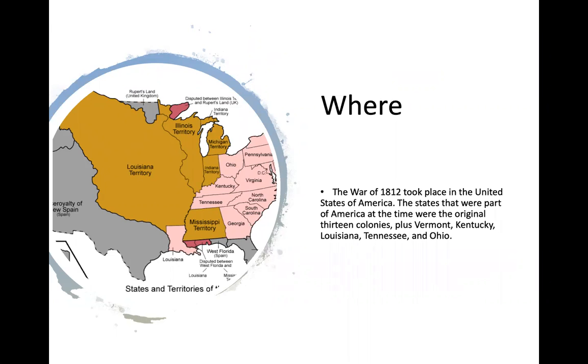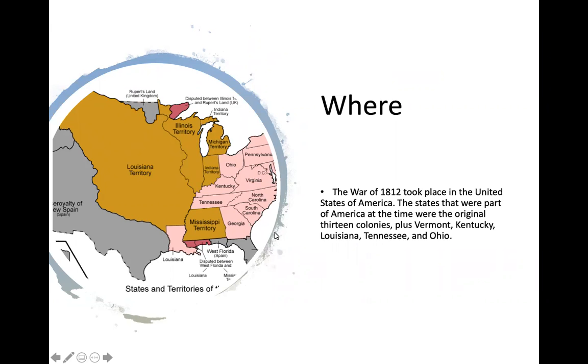They also had plenty of territories at this time, like the Mississippi Territory, the Louisiana Territory, the Illinois Territory, the Indiana Territory, and the Michigan Territory. So basically, I'd say more than half of the land that the USA owned was not part of states. It was part of territories, basically.